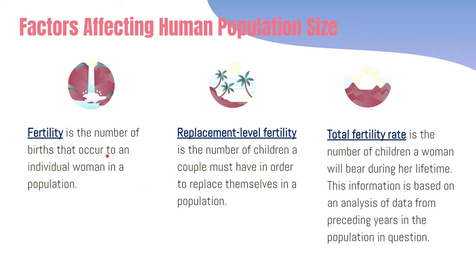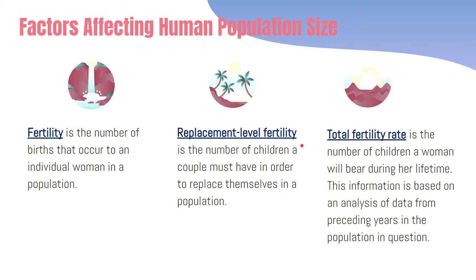Another way by which fertility is measured is by looking at the replacement level fertility. This is mostly the ideal, because this is the number of children a couple must have in order to replace themselves in a population. A couple, that's the husband and wife, so that's two. Having two children means that the couple has achieved replacement level fertility.